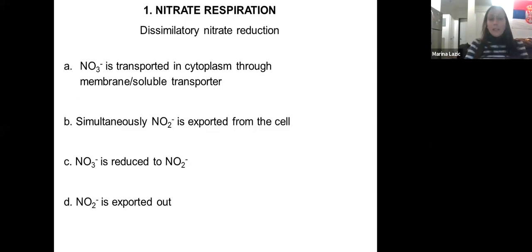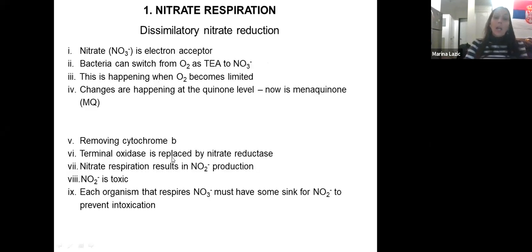So how does nitrate respiration function? This is dissimilatory nitrate reduction. Nitrate, NO3 minus, can be transported through some methods, membrane or soluble transporters. So it's imported through the membrane. At the same time, NO2 minus is exported from the cell. I would say this is an antiport. It can also be, I don't exactly know, I think there are various forms. NO3 minus gets reduced to NO2 minus, and NO2 minus is exported out.